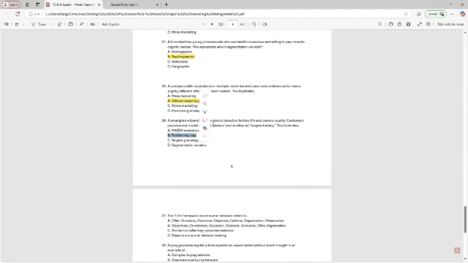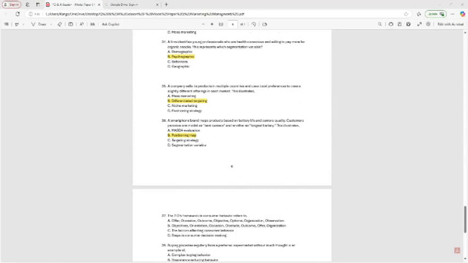So the answer is B. Answer is B. Question number 36. The answer is B, positioning map. If you do not remember the positioning map, just go through the session 5 slide set, then you can see how we draw the positioning map.